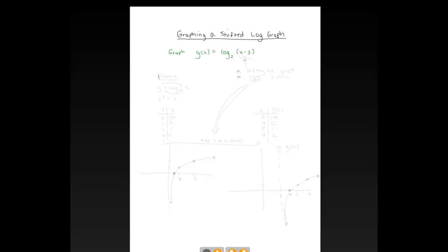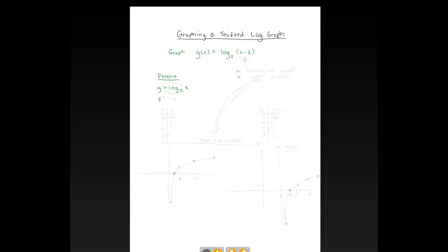So what I'm going to do is, we did this in the last video, but I'm just going to jot it down again. I'm going to call our parent function log base 2 of x. It's like the simplest version of the shifted log graph. That's what we call it, the parent. There are no bells and whistles, no minus 3. Nothing fancy going on.